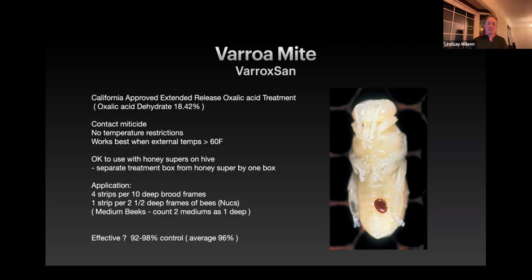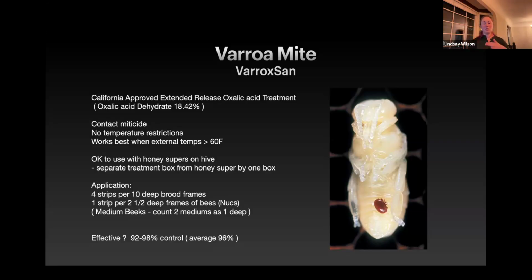The great thing about this is there's no real temperature restrictions. It's just that it works better when it's over 60 degrees. But if it gets really, really warm, we don't tend to see problems with it like we do with formic. And it's okay to use with honey supers on your hive. We don't have a lot of treatments that are. Well, at least Thymol, Hopguard, it's going to make your honey taste weird.